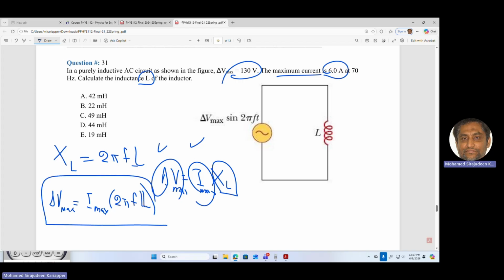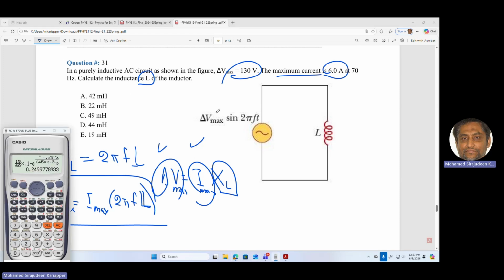The only unknown in this equation is L. So let's do it. F is given, right? We need F. F is given, 70 hertz. So let me take my calculator.